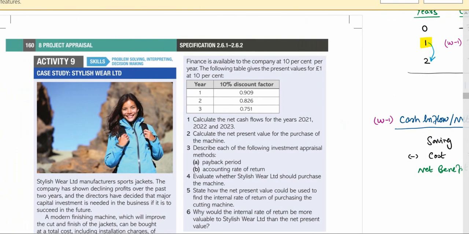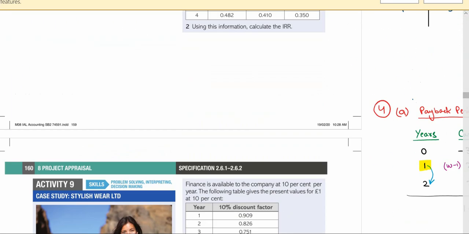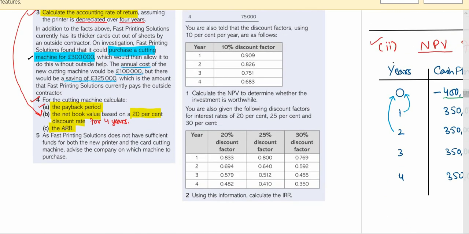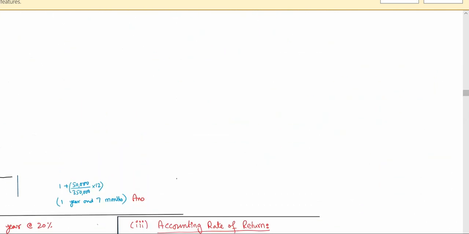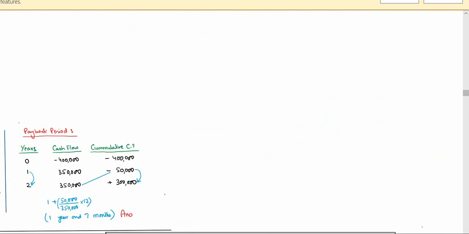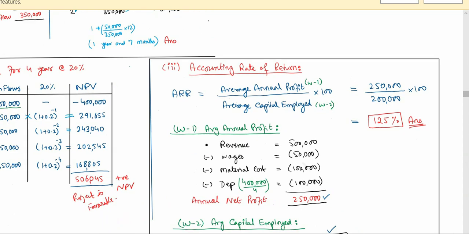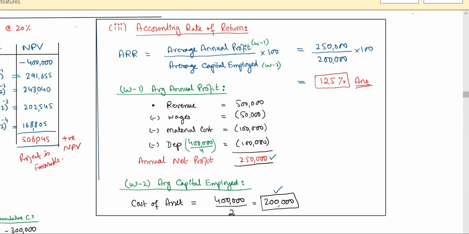Okay, so now it will be the last part, that is part C, ARR, accounting rate of return. For accounting rate of return, we will copy this format. We already made this format for accounting rate of return. Yes, this one.